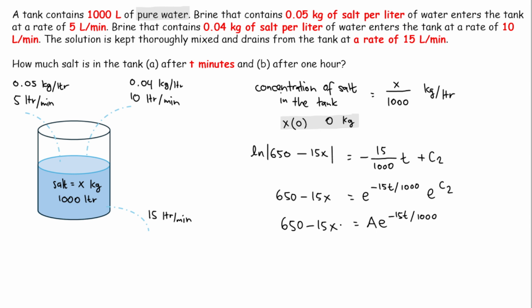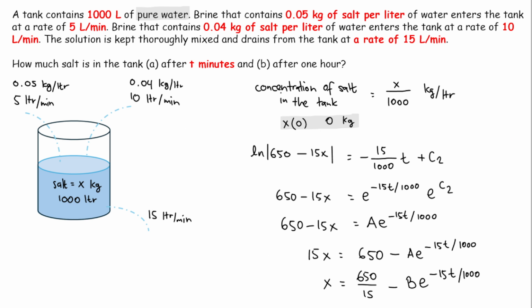Good. Now let's move this one here. Let's isolate for x. 15x here is equal to 650, and then minus a e to the minus 15t divided by 1000. Good. Let's divide both sides by 15. So I will have x equal to 650 over 15, and then minus a divided by 15. That will be another constant. Let's name this as b. So I'll have e to the minus 15t over 1000.